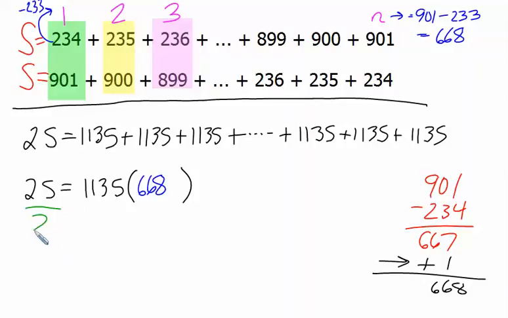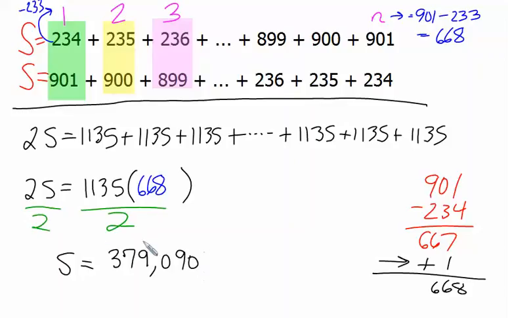So back to our problem, divide by 2 on each side, and the S, or the sum, turns out equal to 1135 times 668 divided by 2. Ooh, big number, 379,090. That would be the sum of the numbers in the problem.